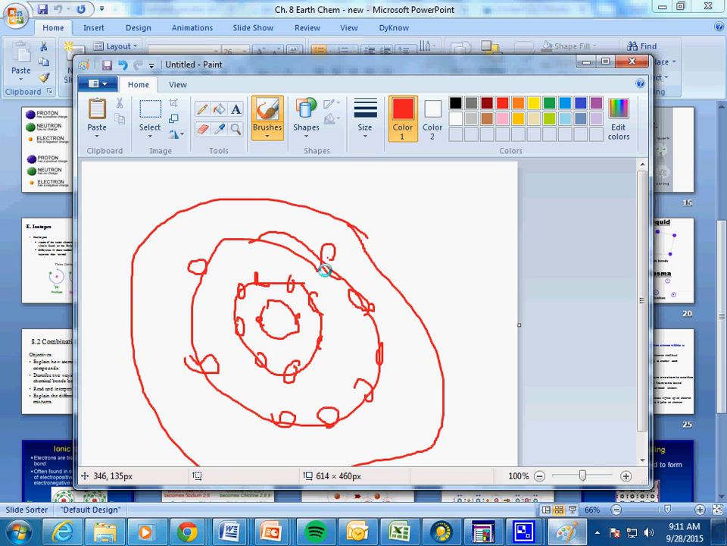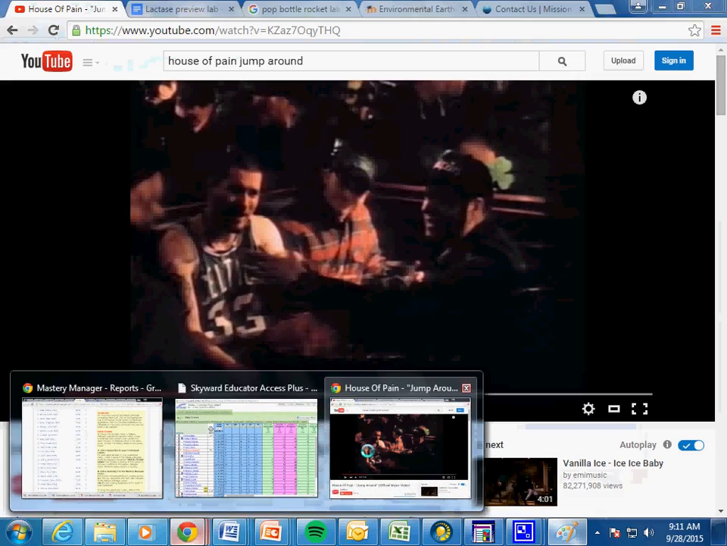So here comes the House of Pain rule. So we have potassium, which is number 19. We have calcium, which is number 20. And then they House of Pain on us a little bit.